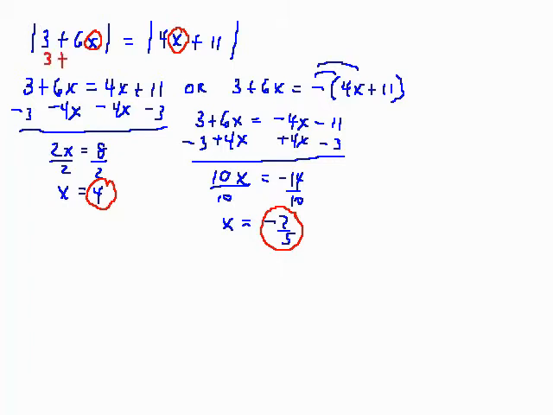So we'll say, is 3 plus 6 times 4, and remember we're taking the absolute value of that, equal to 4 times 4 plus 11, taking the absolute value of that with the bars. So the first absolute value, we're going to get the absolute value of 3 plus 6 times 4, which is the absolute value of 27, equals the second one, the absolute value of 4 times 4 is 16, plus 11 is the absolute value of 27. It does check. And I bet you $100 the other one will check as well.